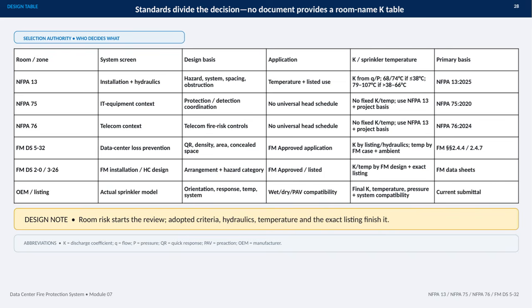The final authority is the actual sprinkler submittal from the manufacturer, or OEM. That documentation confirms orientation, response, temperature, K-factor, pressure, and compatibility with wet, dry, or preaction systems. So the review should begin with room risk, then move through adopted criteria and hydraulics, and finish with the specific listed product. Here, QR means quick response, PAV means preaction, and K relates flow to pressure.